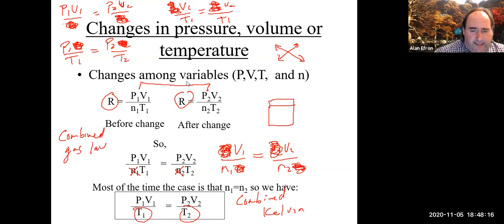And again, that's the one that pretty much has everybody in it. Technically, it has the moles in it, but pretty much everyone is usually constant moles. So we usually look at it in terms of this one down here, P1 V1 over T1 equals P2 V2 over T2. And again, that's a good way to get you to all the other ones.